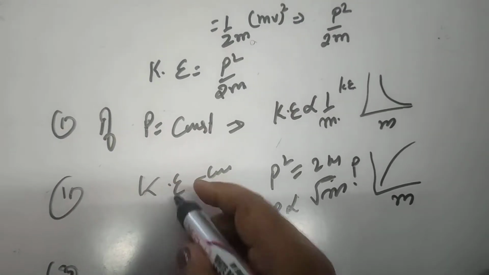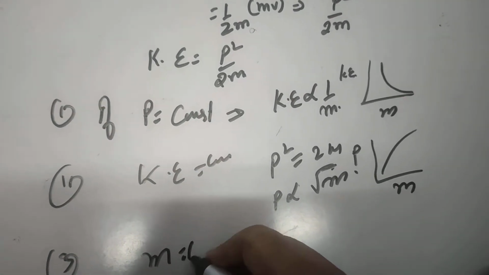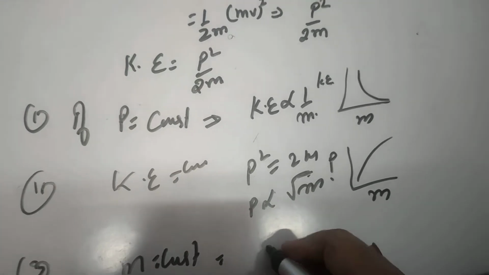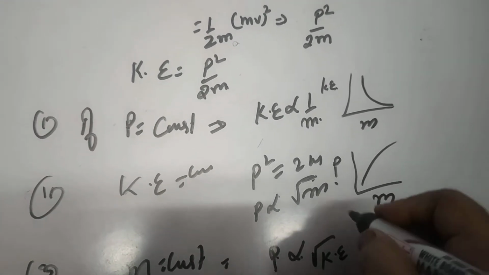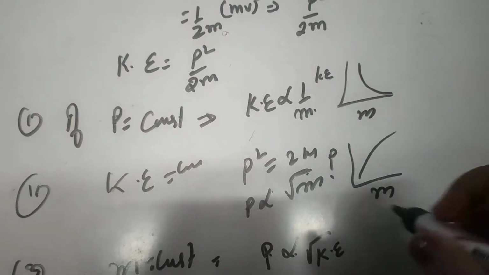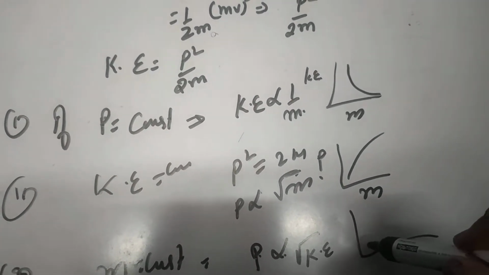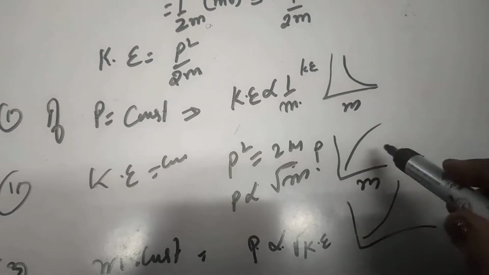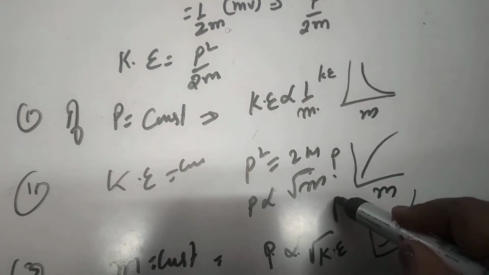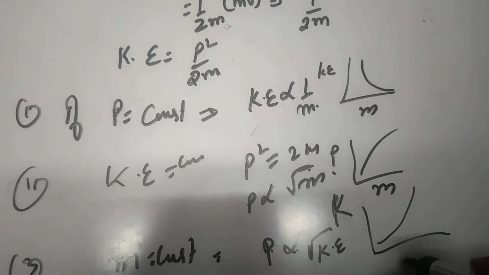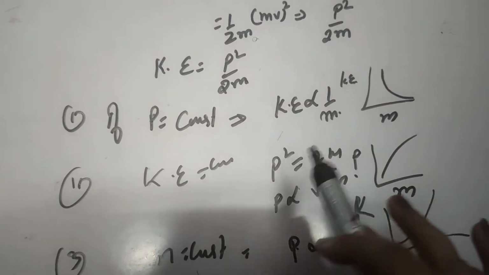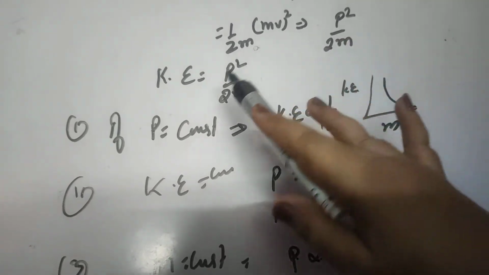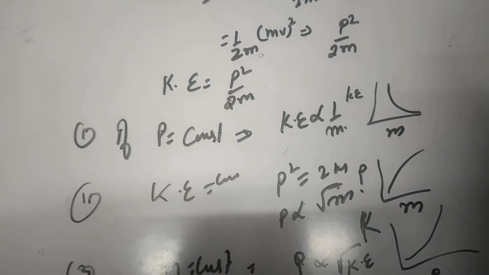Third case, when mass is constant. In that case p is directly proportional to root of kinetic energy. So in that case the graph is again increasing. The graph will be like this. This is K and this is p. Okay, so these are the three important graphs to find out the relation between kinetic energy and momentum.